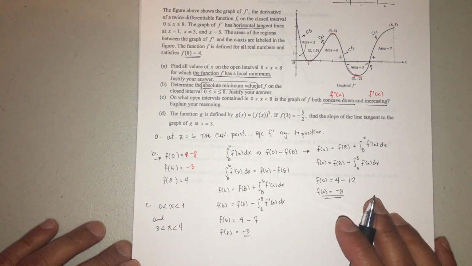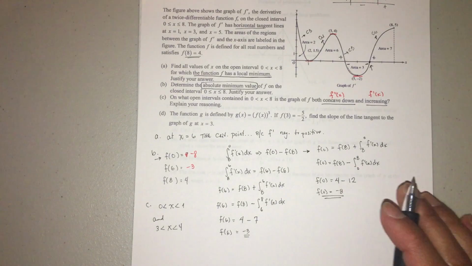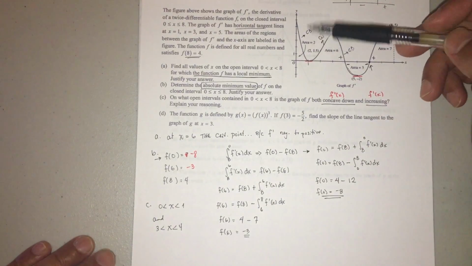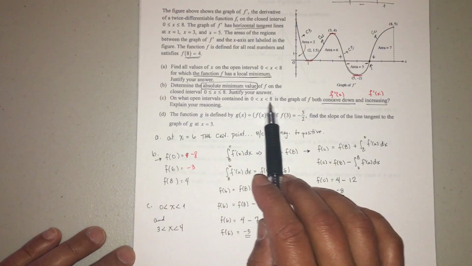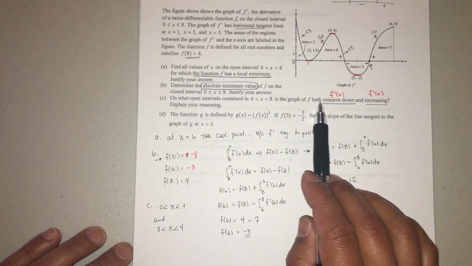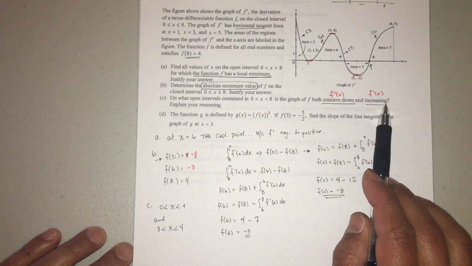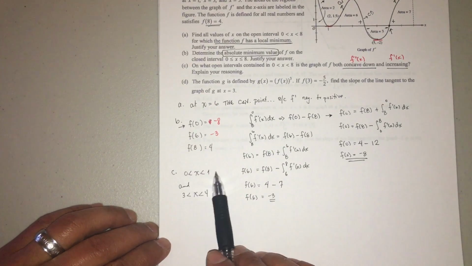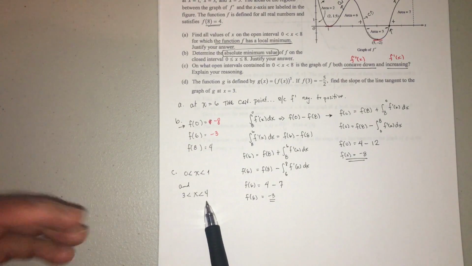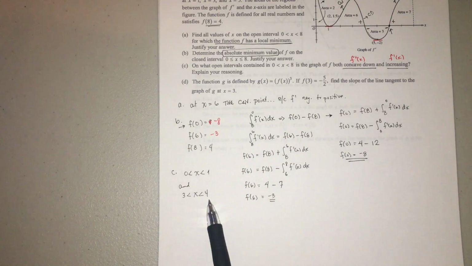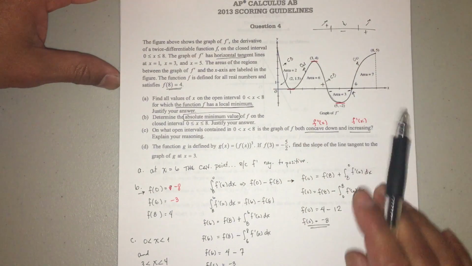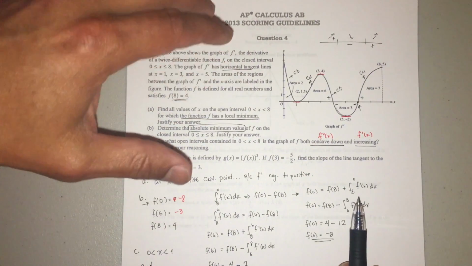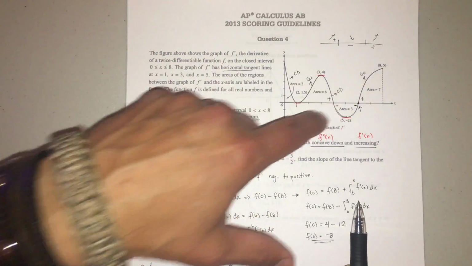And how would you say that? Well, believe it or not, all you got to do is say the graph of f is both concave down and increasing between these two intervals. And actually that's it. That's all you can do. And if you want to label it, that even helps more because that shows the grader they know what they're talking about.